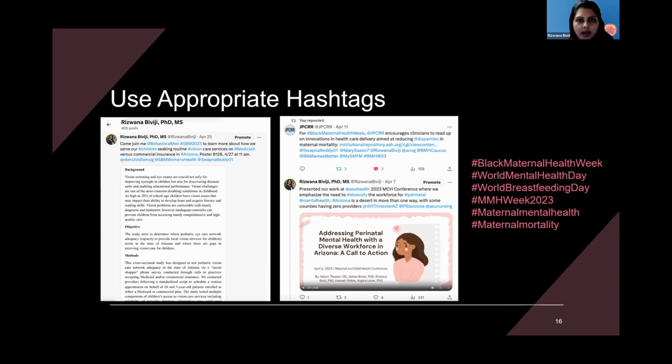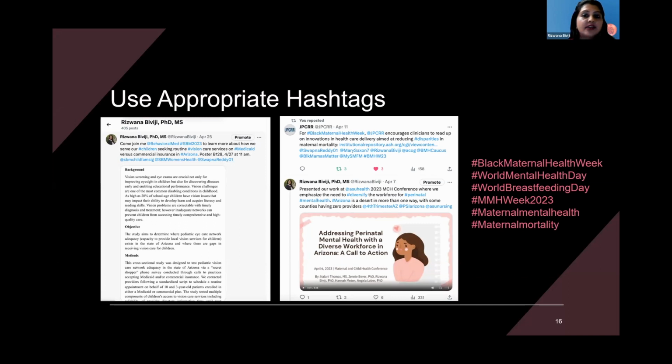So when you think about hashtags, there needs to be some strategy as to what type of hashtags you want to use, whom you want to target, and who your target audience is. I like to think of it that way: use hashtags for the issue, for the solution, and the population. In this example, the issue is vision care services and Medicaid versus commercial insurance. So I've used hashtag vision, hashtag Medicaid, and the population is children in Arizona, so hashtag children and hashtag Arizona.